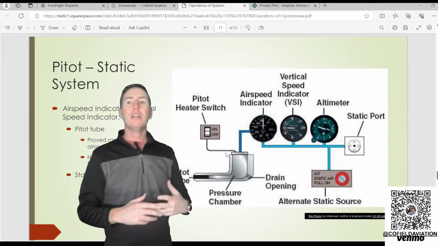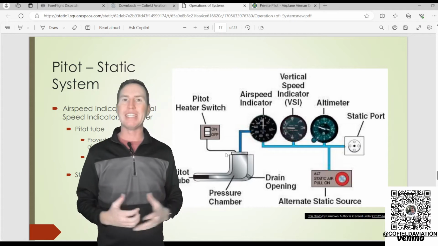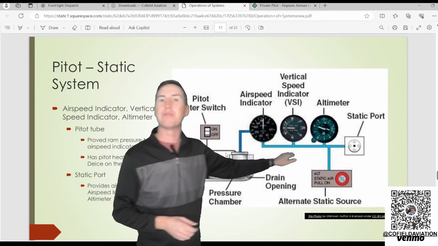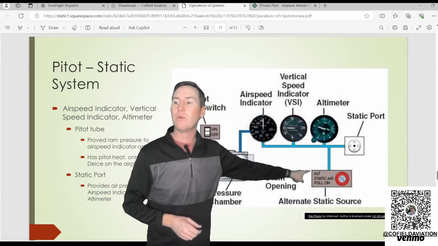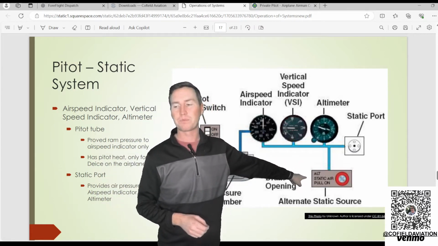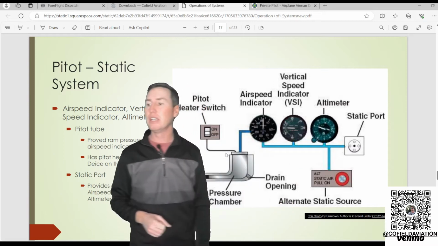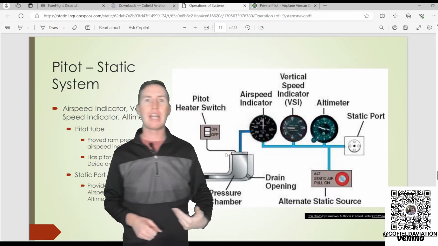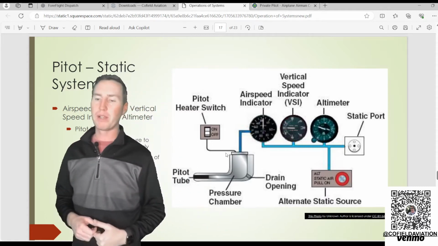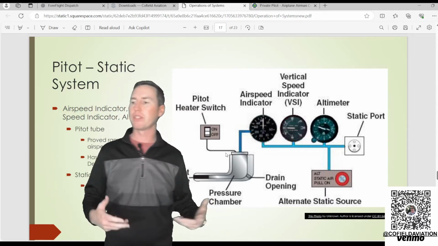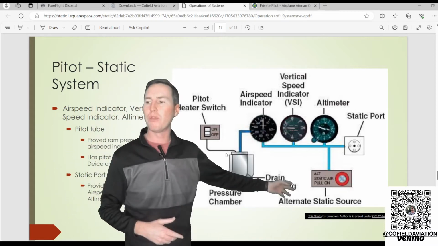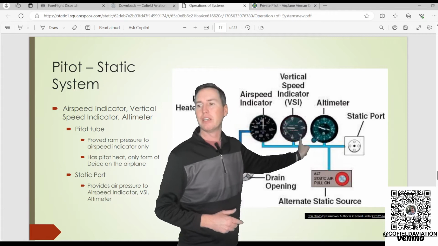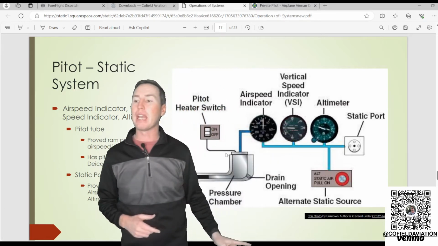All right, so we need to remedy that. We need to get pressure back into these lines to fix it. How can we do that? We have an alternate static port, an alternate static source in the 172 M. So we can just simply pull this alternate static. You check it on pre-flight before you start the engine every single time. And once you pull that, then boom, we get an alternate source of air pressure into here, and then everything's going to work as normal.